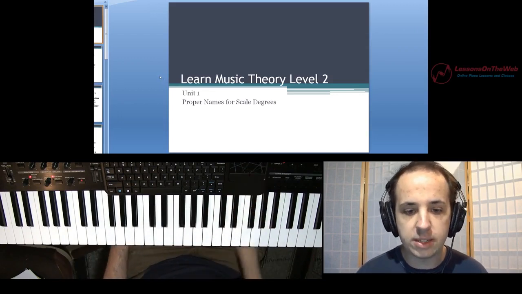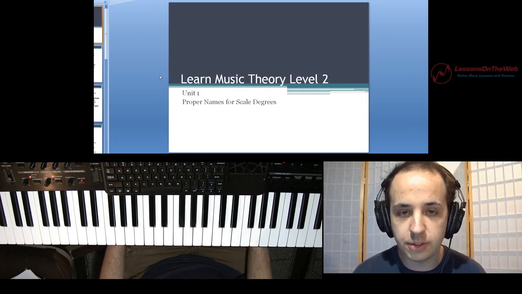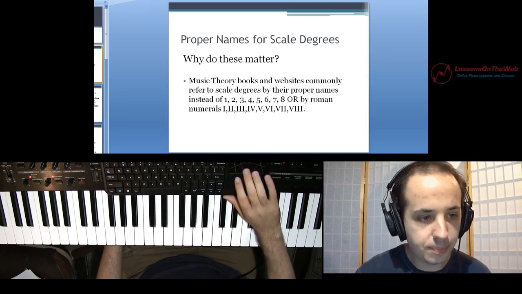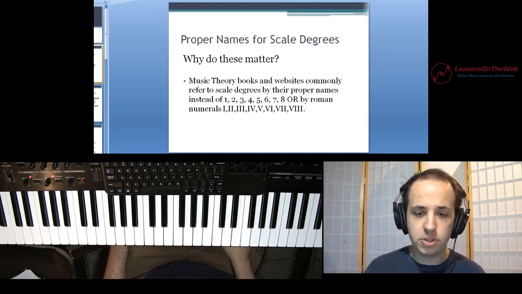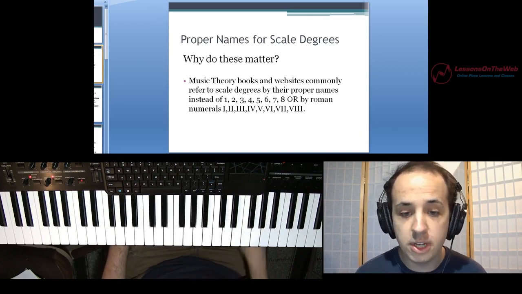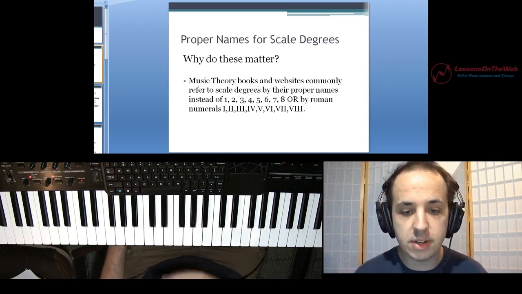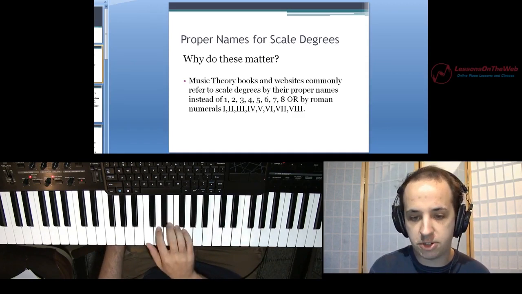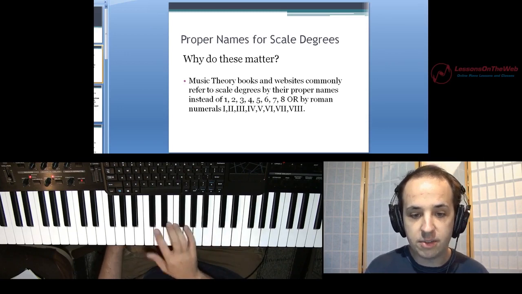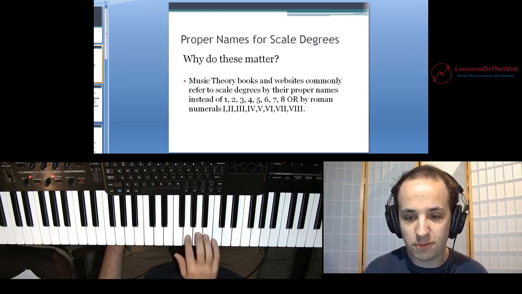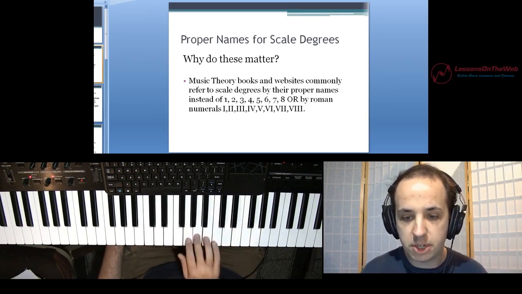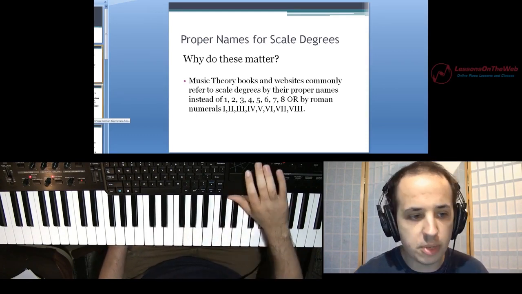But anyway, today we're going to learn the proper names for scale degrees. Not very complicated yet, but it is important. I'll tell you why. So why do these matter? Well, music theory books and websites commonly refer to scale degrees, and I myself refer to them by their proper names instead of scale degrees. So say we have the C major scale. We have 8 notes in a scale, 1, 2, 3, 4, 5, 6, 7, 8. Instead of referring to them as 1, 2, 3, 4, 5, 6, 7, 8, or by their Roman numerals, same numbers, they refer to them by their proper names.